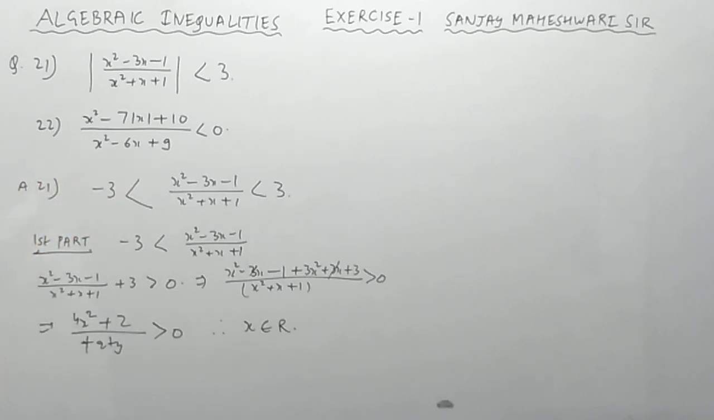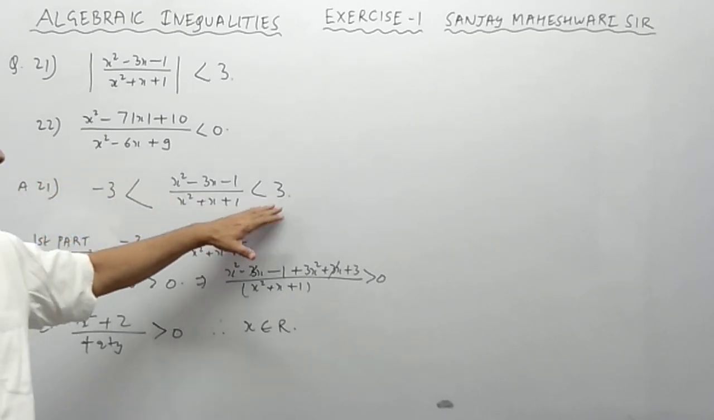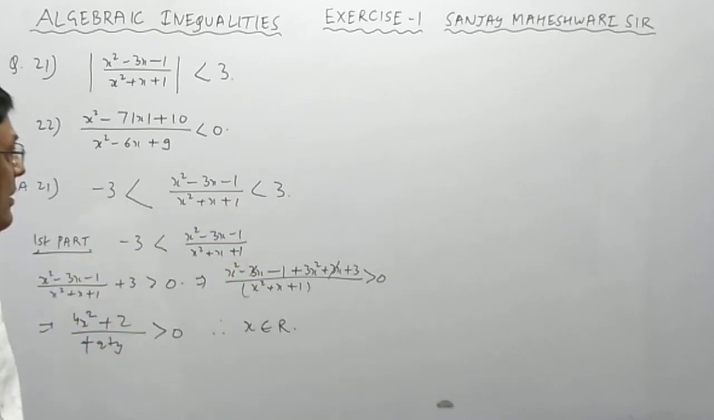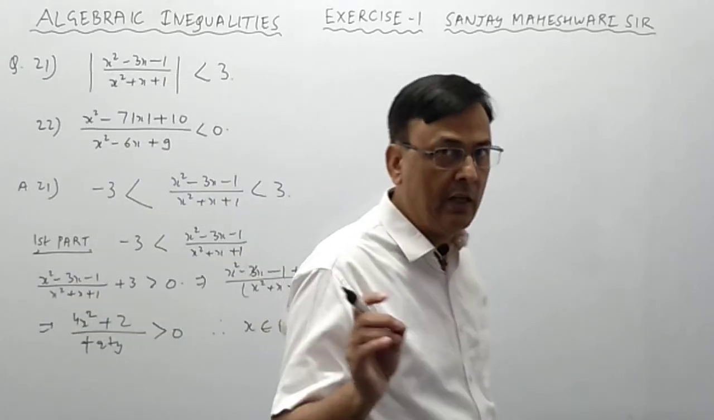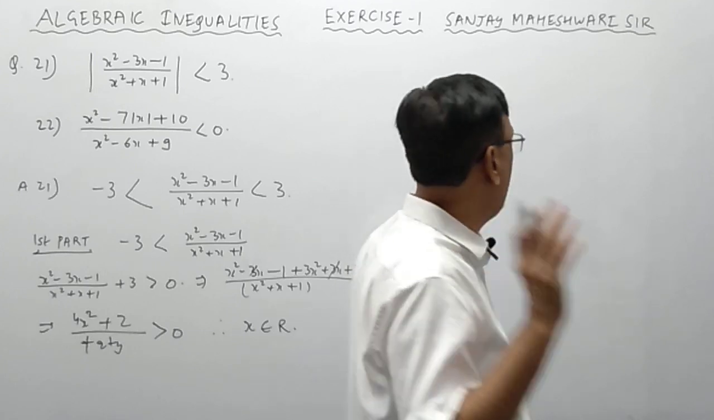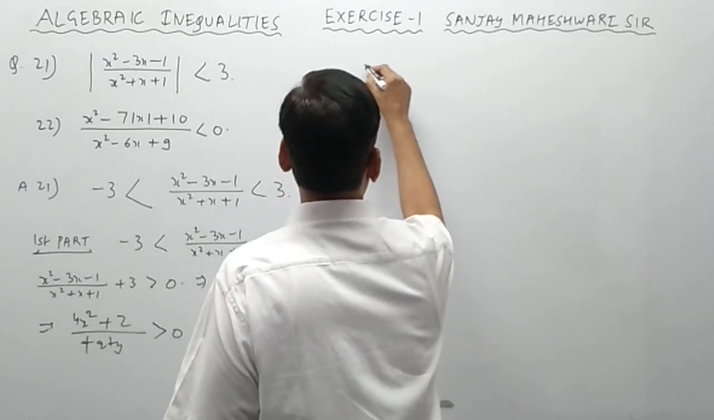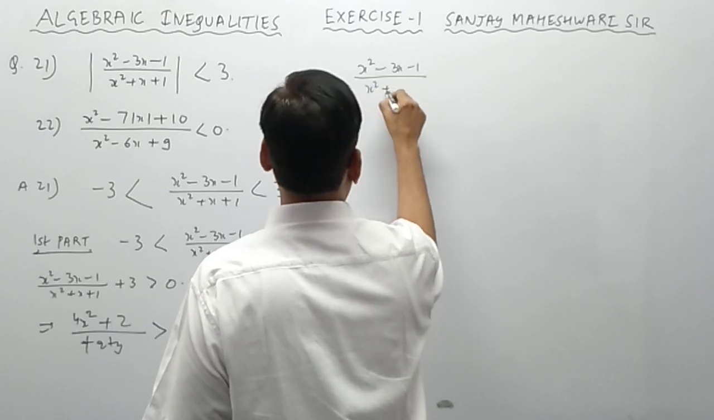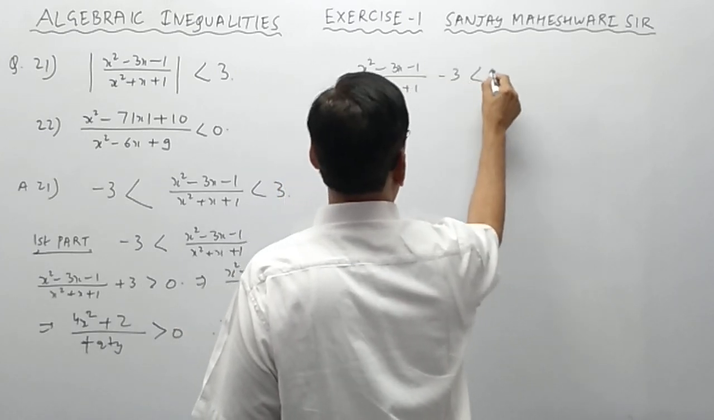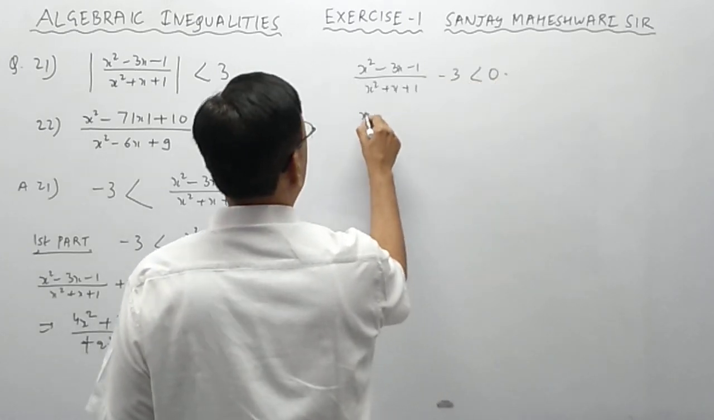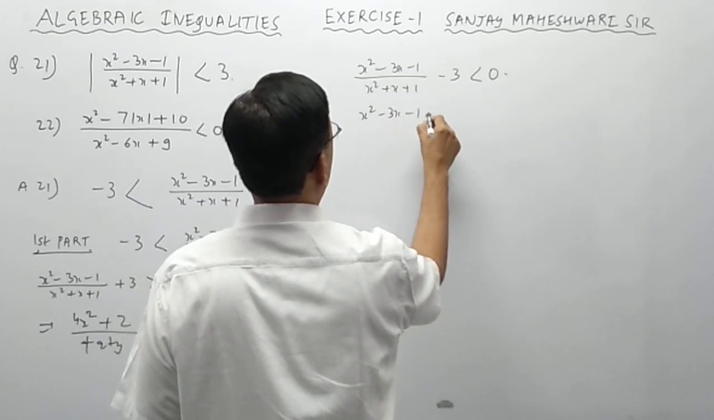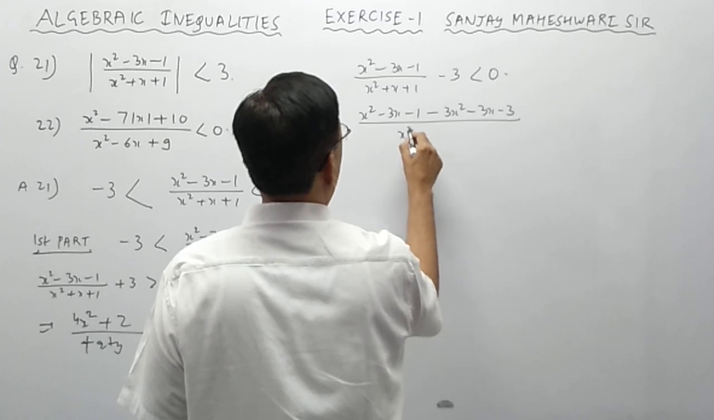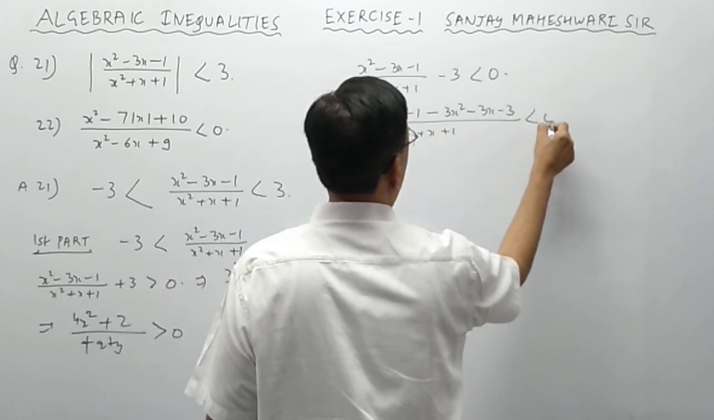That was the first part. But we will take again this part as the second part, take out the solution, then we will take the intersection, because both conditions need to be satisfied simultaneously. So the second part is (x square minus 3x minus 1) over (x square plus x plus 1) minus 3 less than 0. Therefore, x square minus 3x minus 1 minus 3x square minus 3x minus 3 over x square plus x plus 1 less than 0.